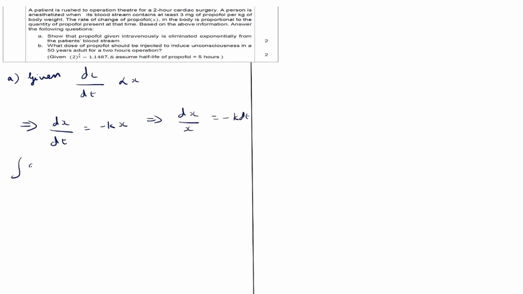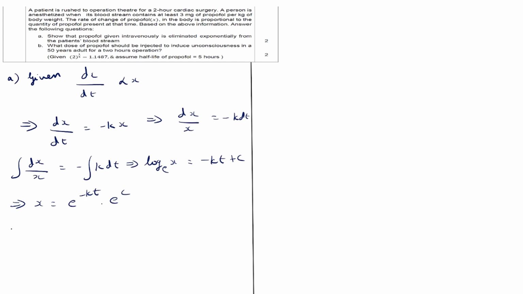Now let us integrate both sides. Integral dx by x equal to minus integral k dt. From this we get log x equal to minus kt plus the constant of integration c. This is log x to the base e. So we get x is equal to e raised to minus kt into e raised to c.